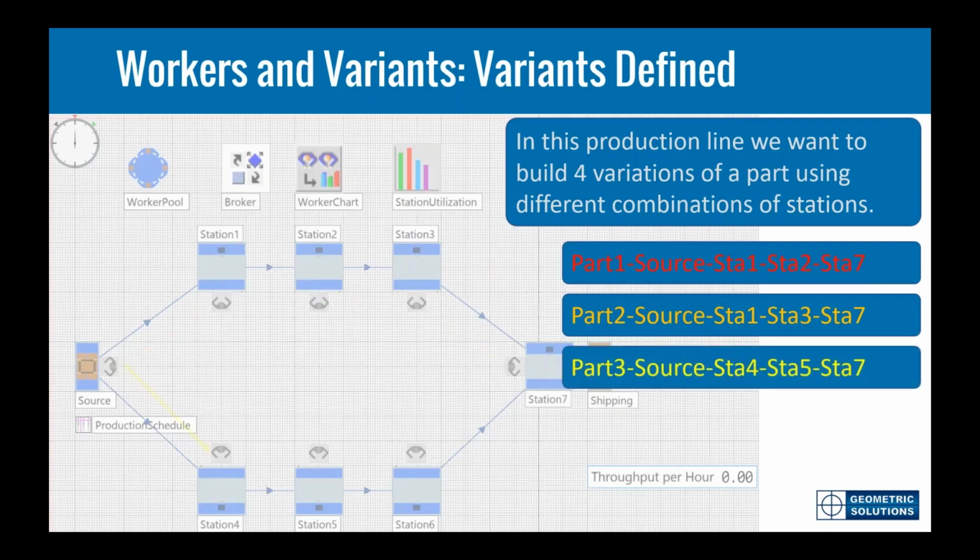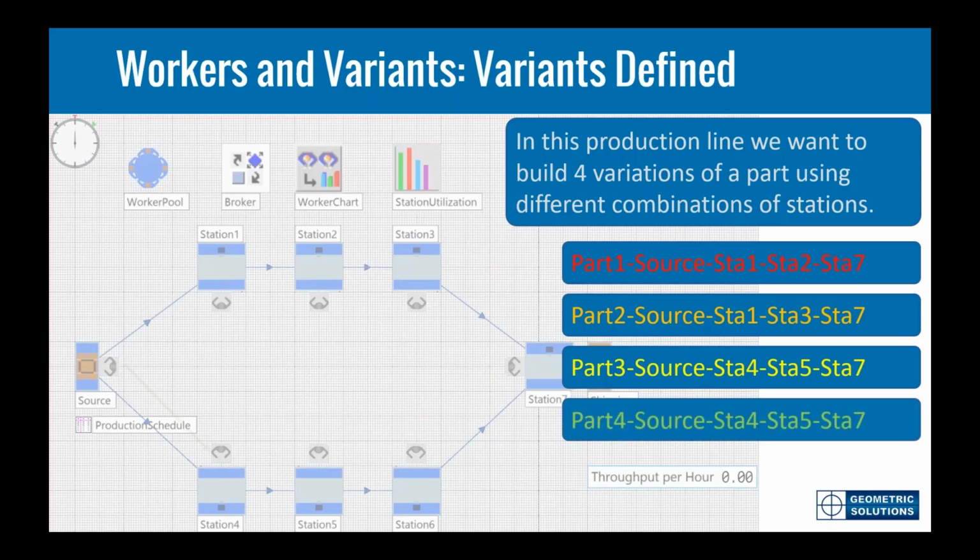Now, we want to build our part 3, which is our third variant. That goes to 3, to 5, to 7. Again, they're all returning back to the source to pick up some more product to make. And then our final variant, part 4, goes from station 4, 5, to 7, or 4 to 6 to 7. Under most circumstances, this would be fairly complex to figure out how many workers would make this most efficient. Well, using plant simulation, we can get a lot of answers without having to find out the hard way.